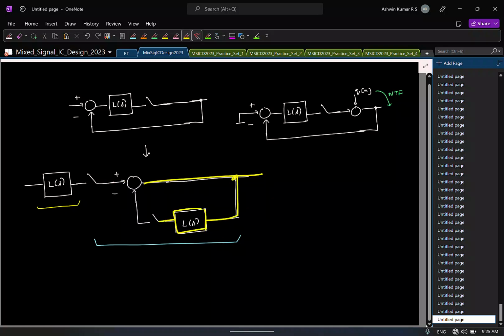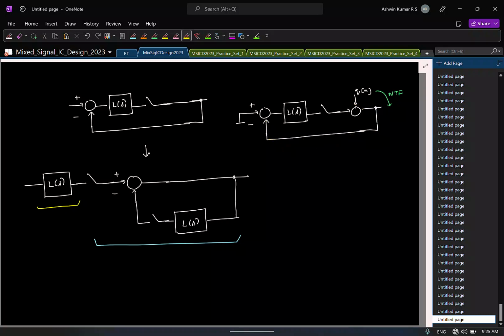You have filter, sampler, and inversion. Same thing happens. Signal is added, it is fed back. Here the inversion happens first, but that's a simple sign change, right? So this transfer function is same as my NTF of Z. Okay. So to find the overall signal transfer function, I just have to multiply these two fellows.